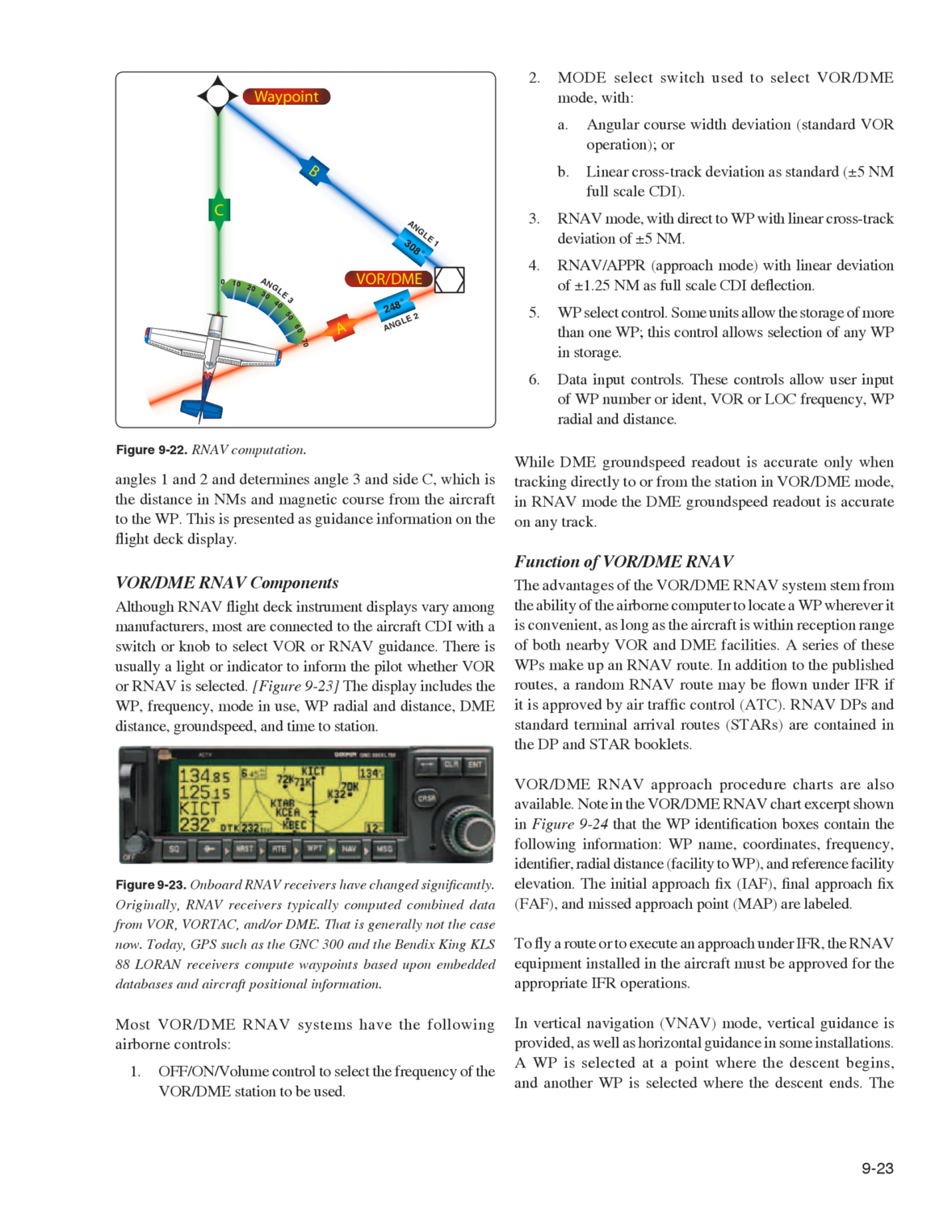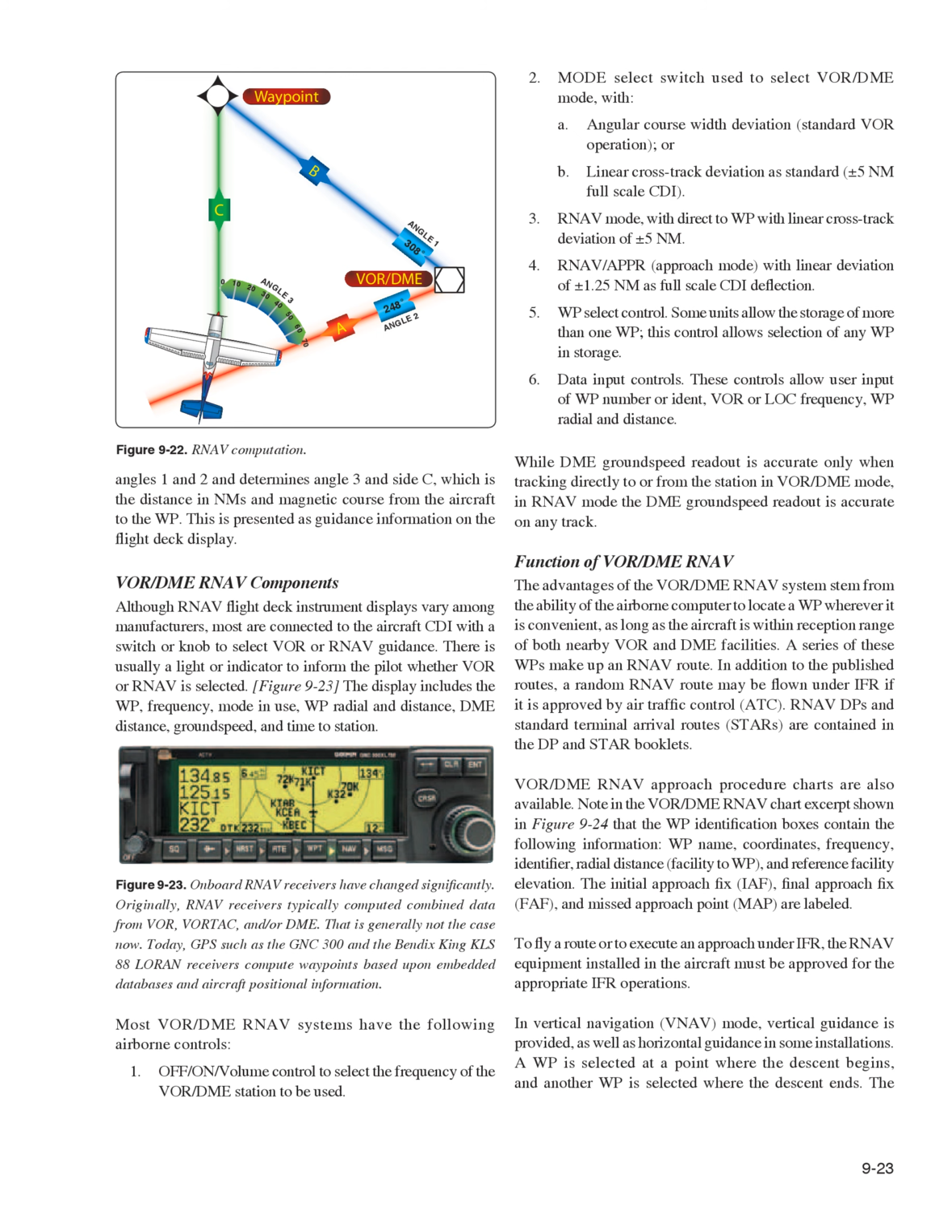Function of VOR/DME RNAV. The advantages of the VOR/DME RNAV system stem from the ability of the airborne computer to locate a WP wherever it is convenient, as long as the aircraft is within reception range of both nearby VOR and DME facilities. A series of these WPs make up an RNAV route. In addition to the published routes, a random RNAV route may be flown under IFR if it is approved by Air Traffic Control, ATC.